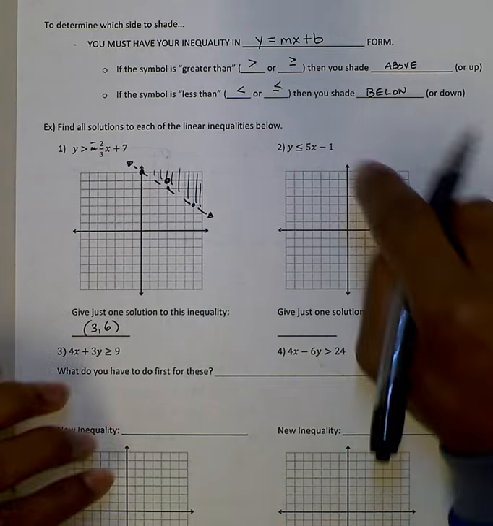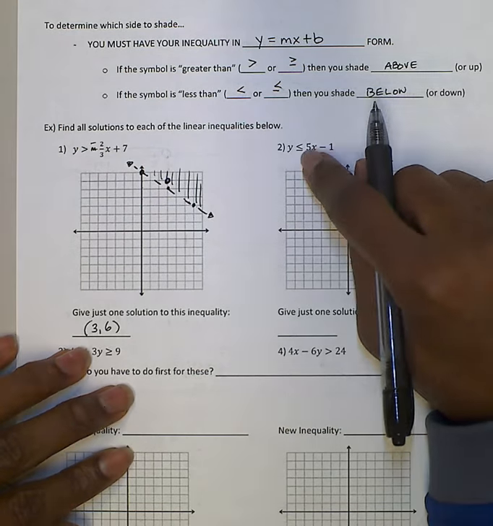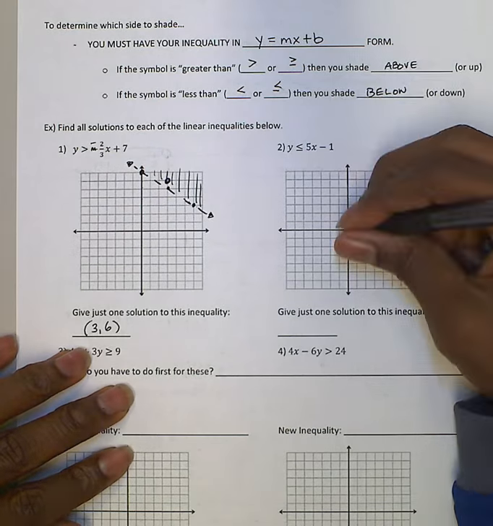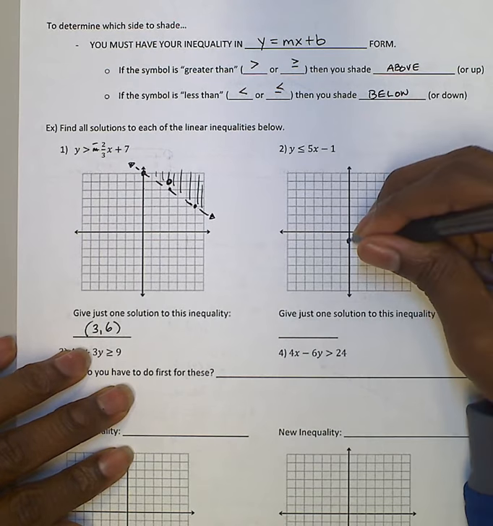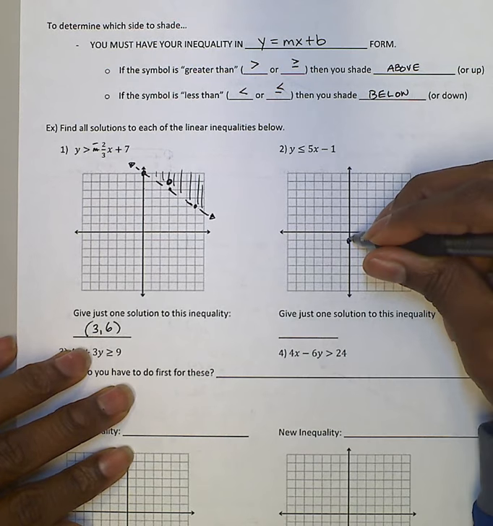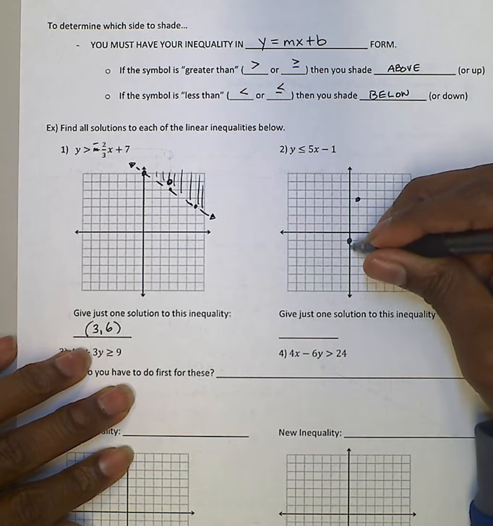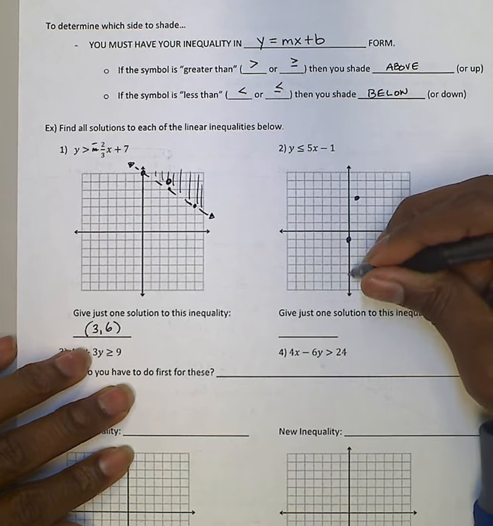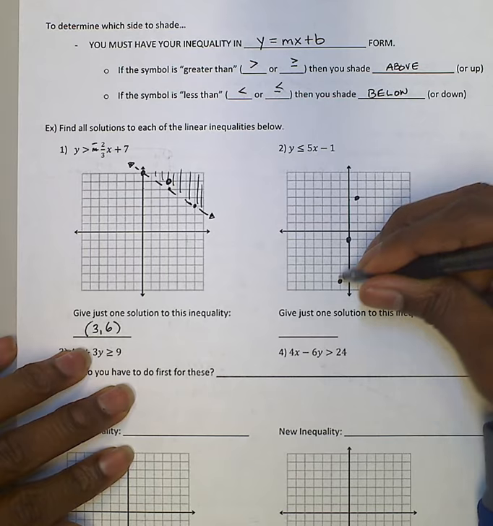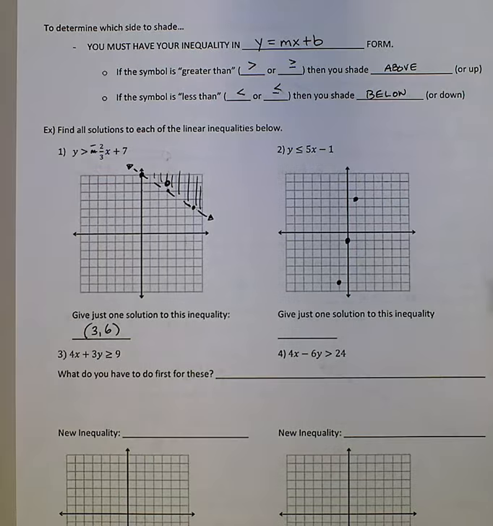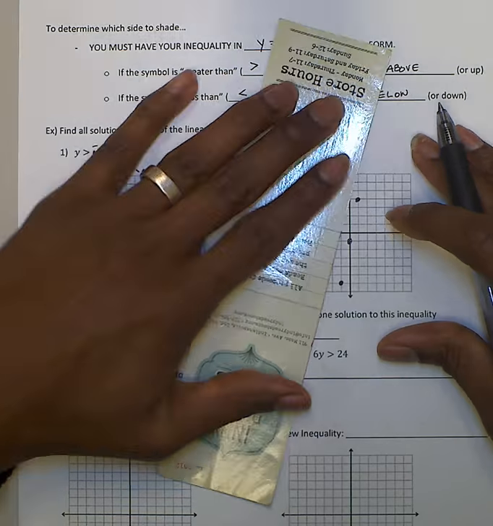In our second line, we have y is less than or equal to 5x minus 1. So minus 1, 5x, our slope is 5. That means I'll go up 5, 1, 2, 3, 4, 5, and to the right 1. I could also go down 5, 1, 2, 3, 4, 5, and to the left 1. Okay. Our line is or equal to, so I know it's solid.